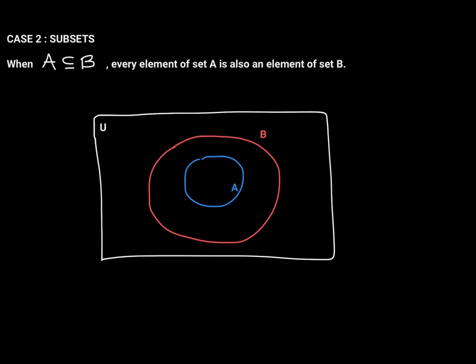Another way we can use Venn diagrams to show another relationship between 2 sets is when one set, let's say set A, is a subset of the other. So like in this case, set A is a subset of set B, meaning every element of set A is also an element of set B. So this is a different case where one set is a subset of the other.